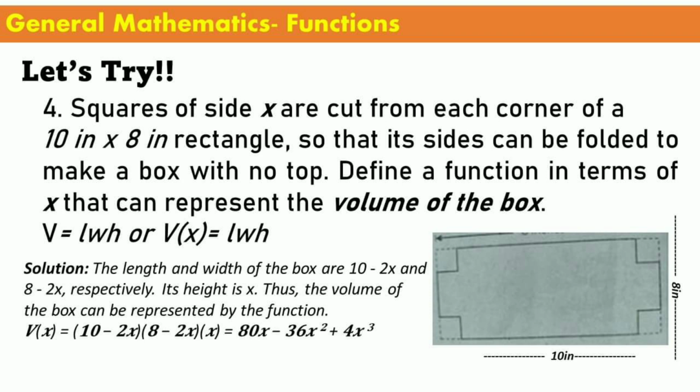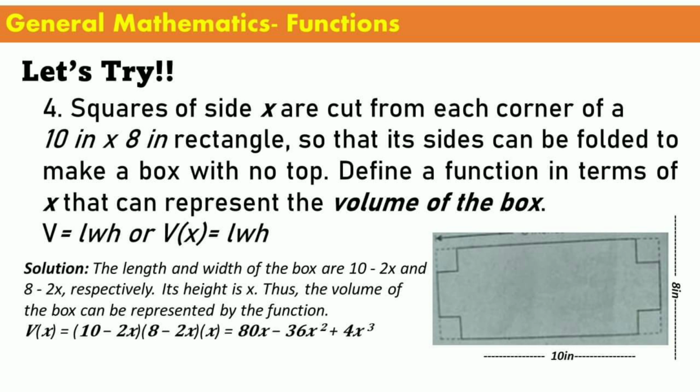As you can observe in the illustration, this is now rectangular in form. We have the length is 10 inches and our width is 8 inches. As you can observe, the broken line serves as our height of the box. In function form, we have v of x equals length times width times height. The length and the width of the box are 10 minus 2x and 8 minus 2x respectively. Its height is x.